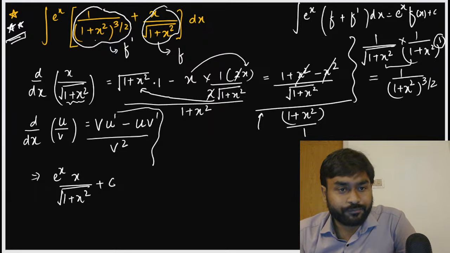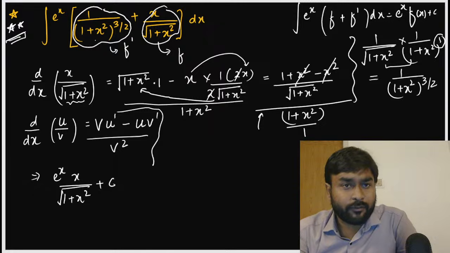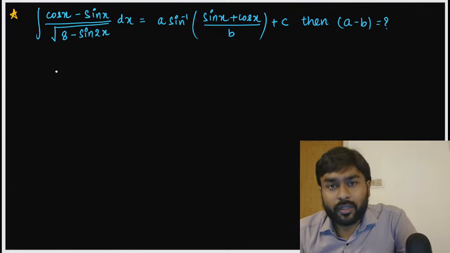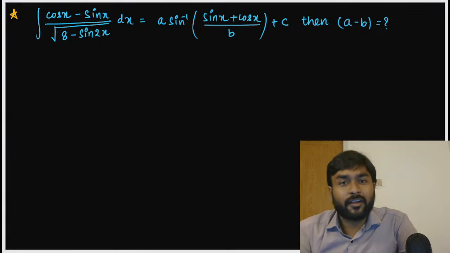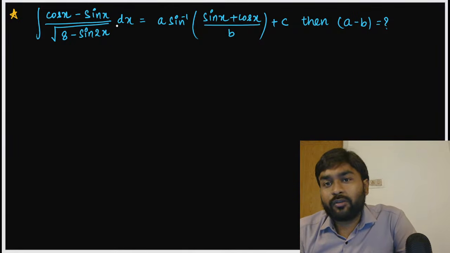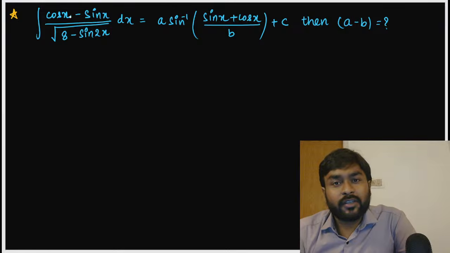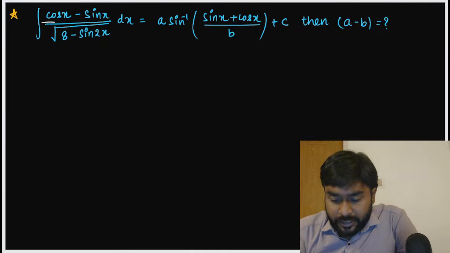Okay, so one more we are having pending. Correct? First one I think we didn't do. Okay, this also very interesting. Correct? This you will see in MCQ or in 2 mark you can see this one. So cos x minus sin x is here.